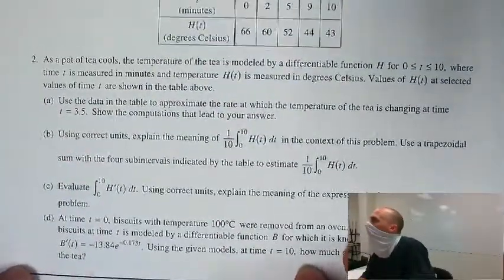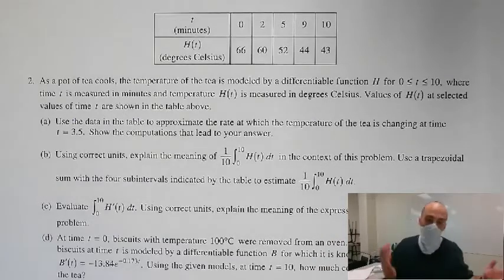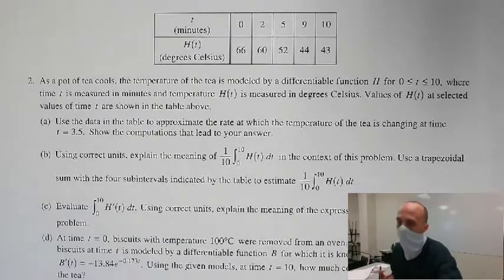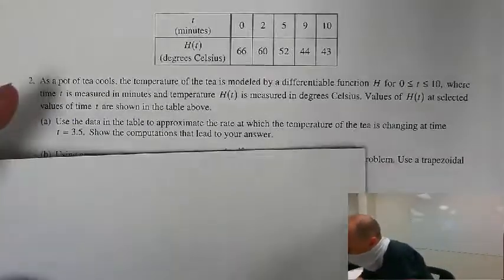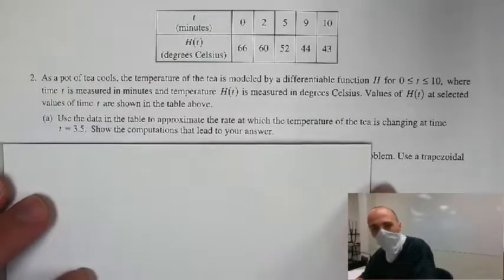All right. So as a pot of tea cools, the temperature is H, where T is measured in minutes and H is measured in degrees Celsius. Oh, I had a few points to make about this set of problems. First of all, part A on all three of these is just the rise over run thing.